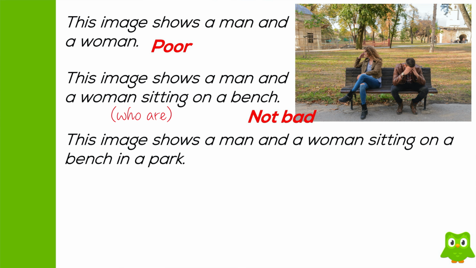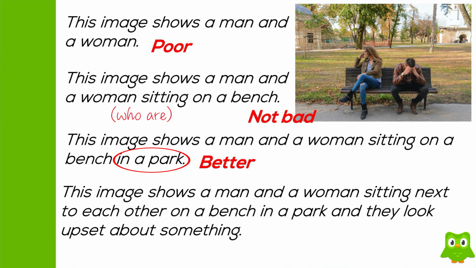Okay, so the next sentence has a little bit more information. This image shows a man and a woman sitting on a bench in a park. This again is a little bit better because it includes more information. It includes the location where the man and woman are. They are in a park. However, I still think you can do better than this. So take a look at my last example. This image shows a man and a woman sitting next to each other on a bench in a park, and they look upset about something.